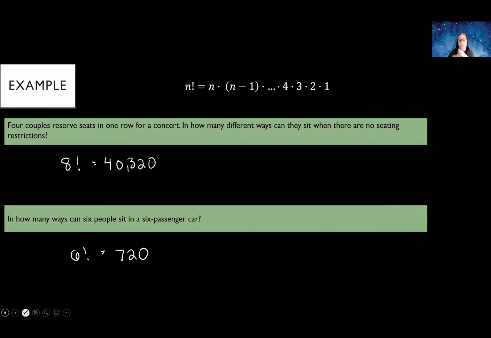So just the math behind that, the 6, that's 6 times 5 times 4 times 3 times... Okay. So if you did that on your calculator, it will give you 720.